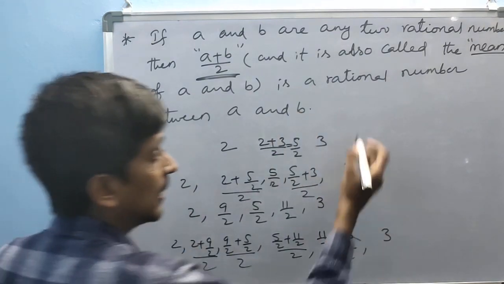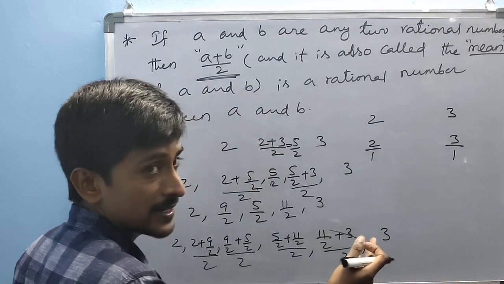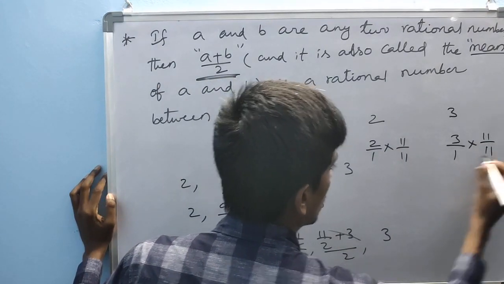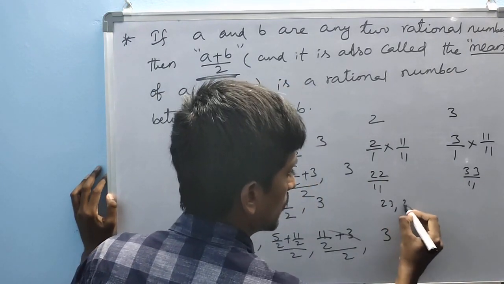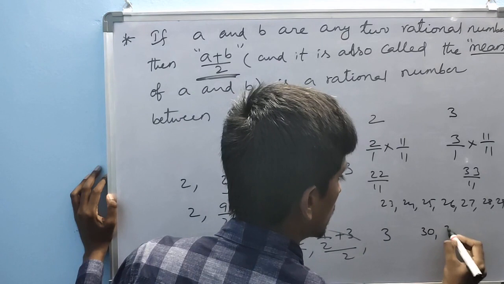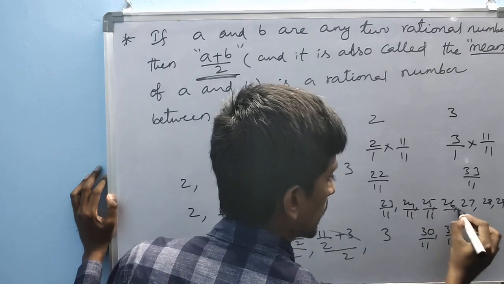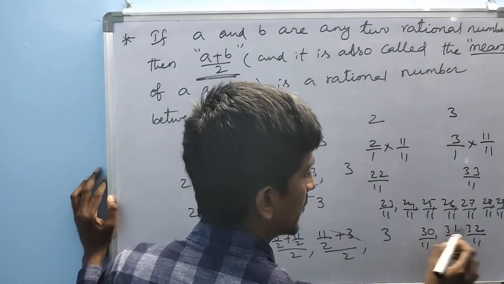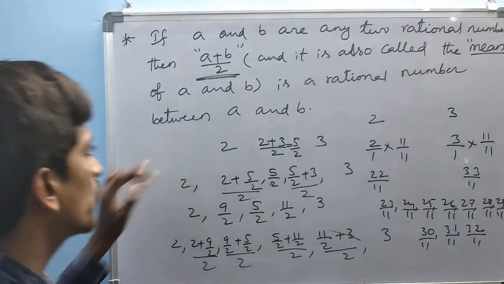For example, we need 10 rational numbers between 2 and 3. 2 by 1, 3 by 1. You need 10, so you multiply with 11, that is 10 plus 1. 11 by 11. 2 becomes 22 by 11, 3 becomes 33 by 11. Then 23, 24, 25, 26, 27, 28, 29, 30, 31, 32 by 11. That is 1, 2, 3, 4, 5, 6, 7, 8, 9, 10. So you need simply that. Okay, this is a very important concept.